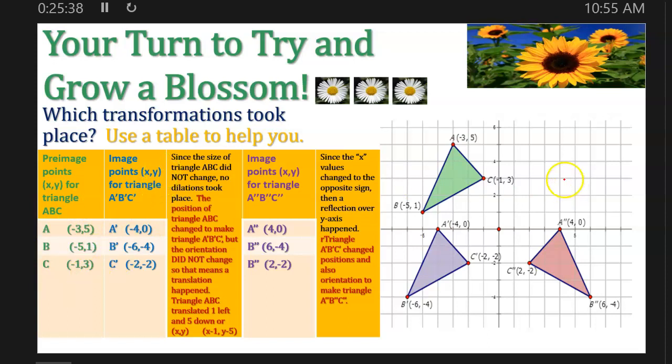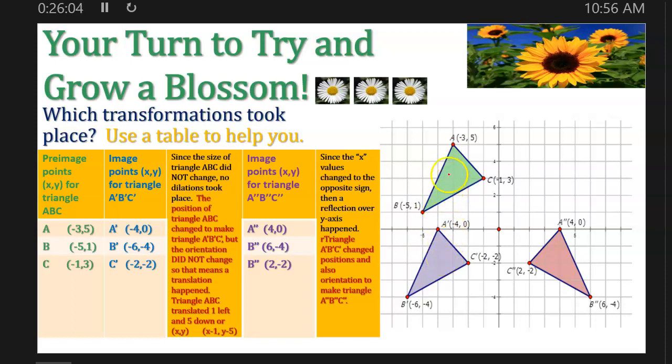And then listing the points for the prime shape, the blue triangle right here, kind of purply looking, A prime, B prime, and C prime. It looks like the orientation did not change at all. The A and the B and the C are in the same spots. A is on top, C is on the right, and B is on the bottom of this triangle. So in order for it to be a reflection or rotation, the orientation has to change.